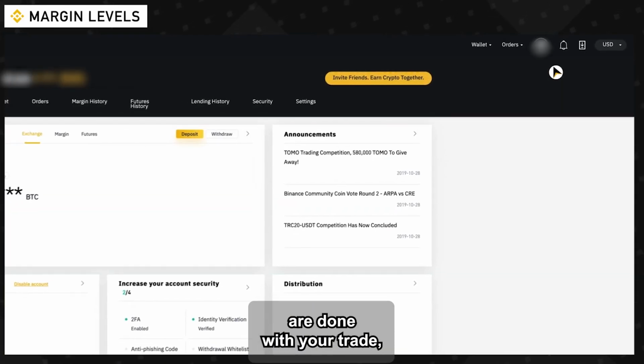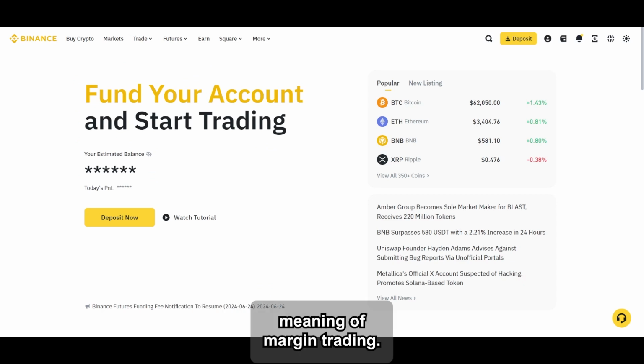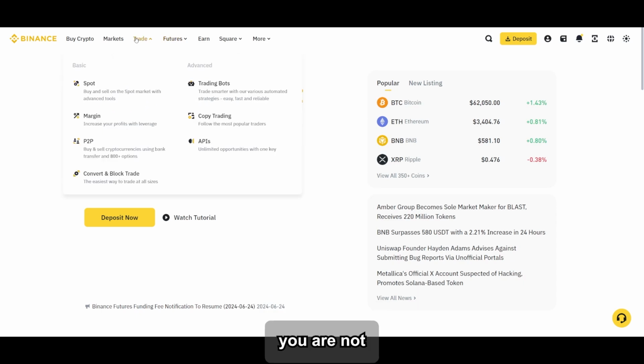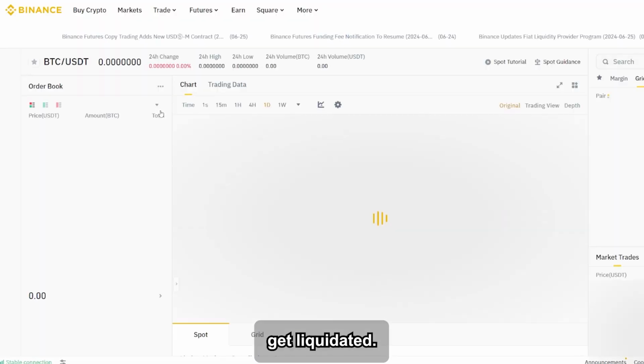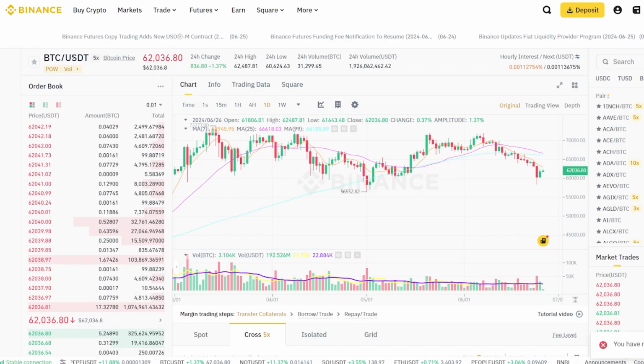And whenever you are done with your trade, you have to return the money you borrowed. But remember, in futures trading, you are not returning any money. If you lose the trade, you get liquidated. But for margin trading, you have to return the money you borrowed.